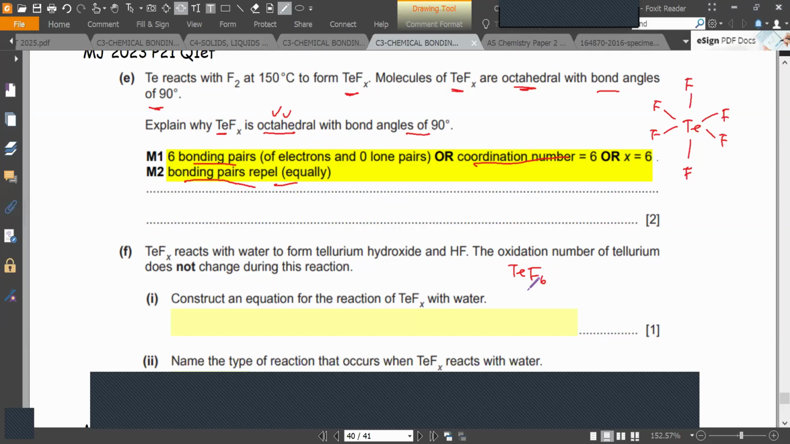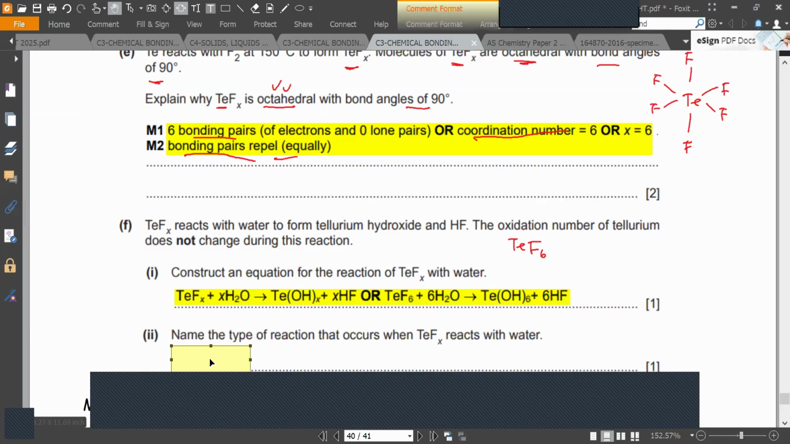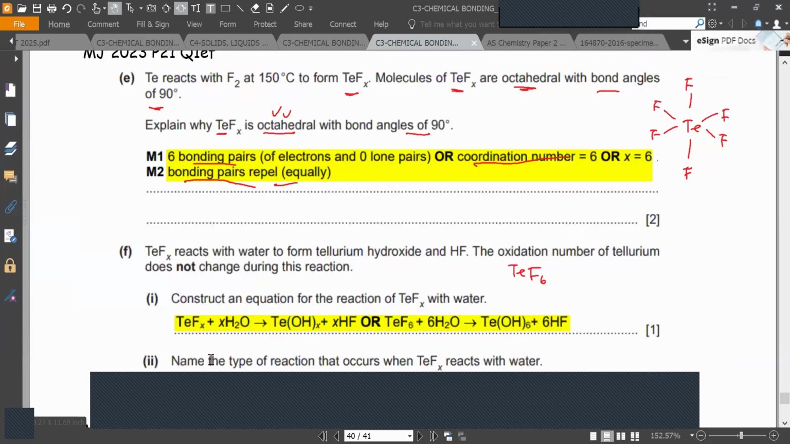Construct an equation for the reaction of TeF6 with water. This is a later topic, so we don't need to know at this moment. We just quickly go through. This is called hydrolysis, a later topic.